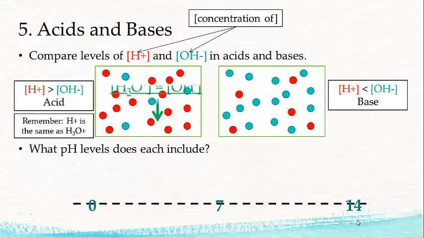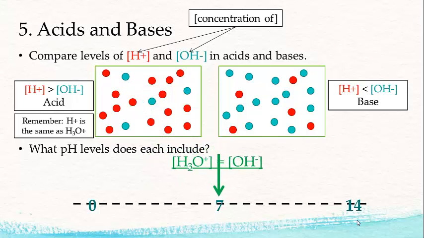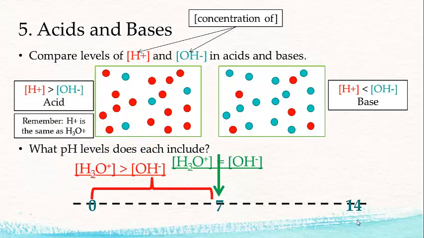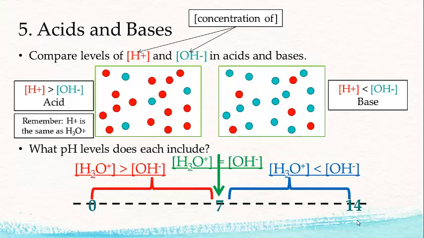The pH levels for something that is neutral, that is where hydronium concentration is equal to hydroxide concentration, the pH will be 7. Things that range from 0 to 7 are going to be acidic solutions. This is where hydronium is greater than hydroxide. And things from 7 to 14 represent bases. And these have a hydronium concentration less than the hydroxide concentration.